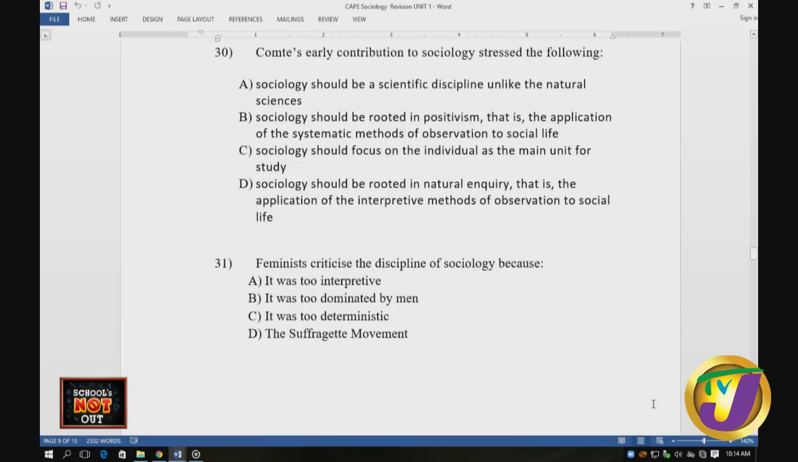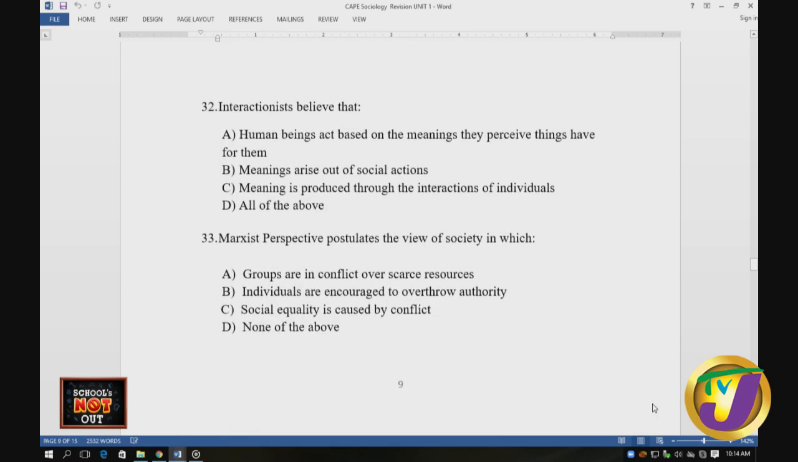So we move on to number 30. Comte's early contribution, we did that one already. 31. Feminists criticize the discipline of sociology because, again, we're going back to feminist theory. A, it was too interpretive. B, it was too dominated by men. C, it was too deterministic. And D, the suffragette movement. It was B, they criticized sociology itself for being too dominated by men. And so, which is why it was criticized.